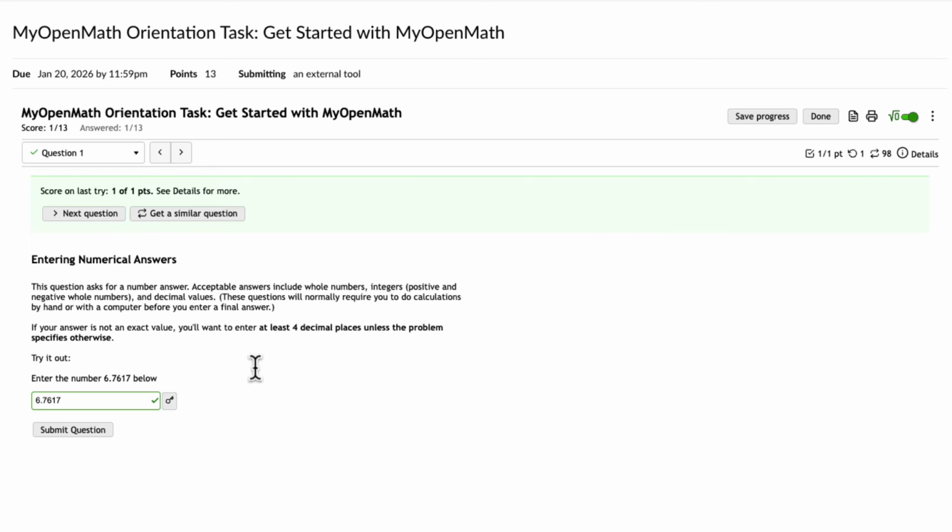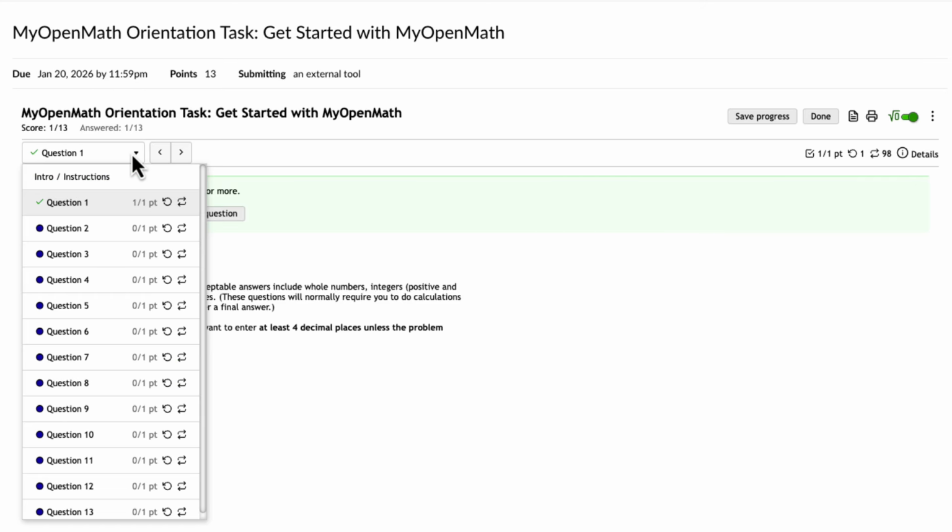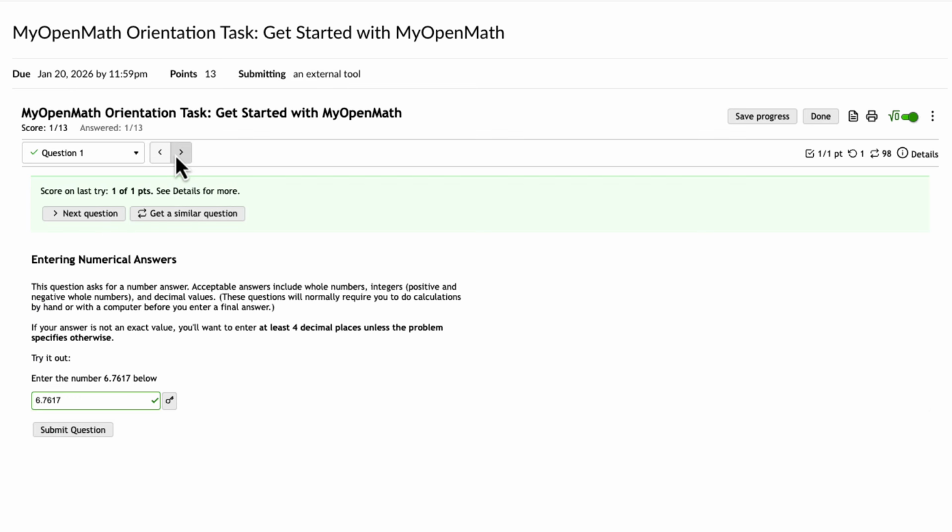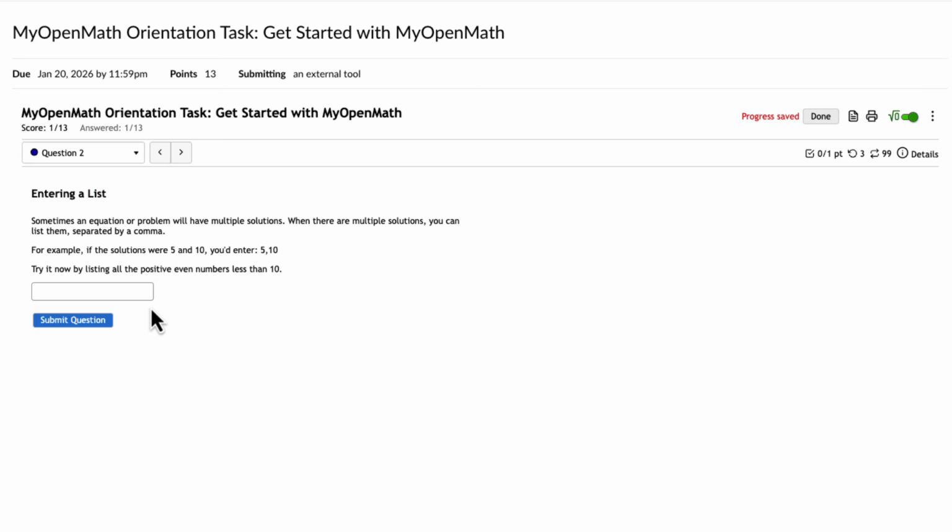Now, if I want to move on to the next question, I can either use the pull-down menu to move to question 2. You don't need to go in order, although it is recommended that students go in order. So I could click question 2 from the pull-down menu, or I could use the right and left arrows just to the right of the pull-down menu. Many questions will have more than one answer. When you need to enter your answer as a list, use a comma to separate your answers.